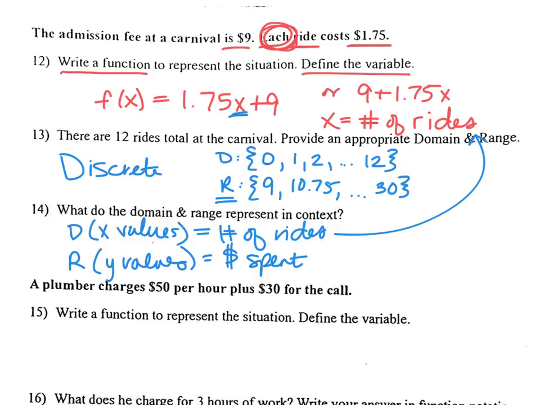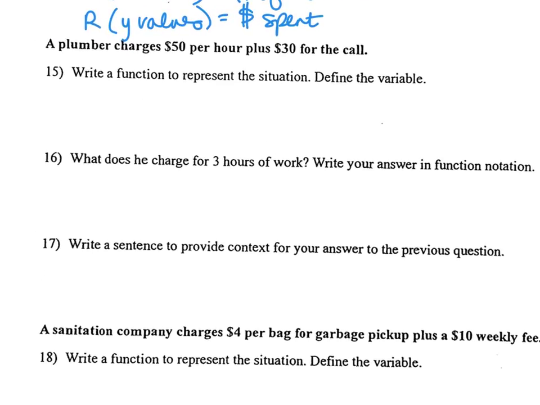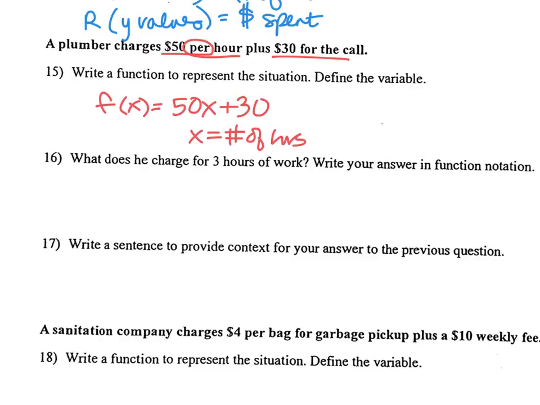All right. This next set of questions, a plumber charges $50 per hour plus $30 for the call. So here, $50 per hour, that's a rate, $30 for the call. So my function, f of x, is going to equal $50 per hour plus $30 for the call. And x stands for the number of hours because we said per hour.